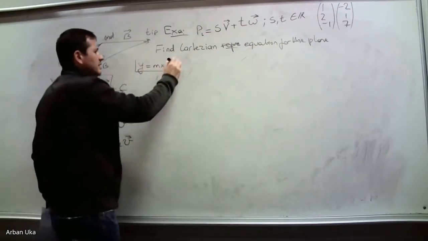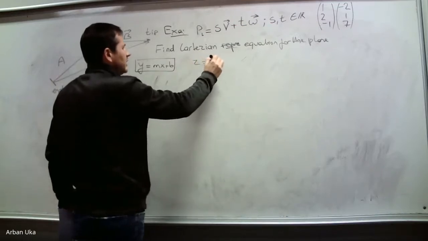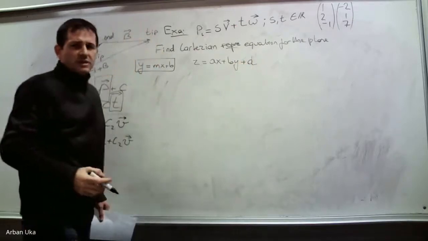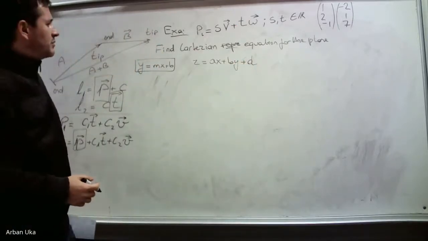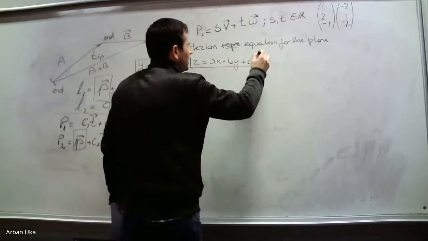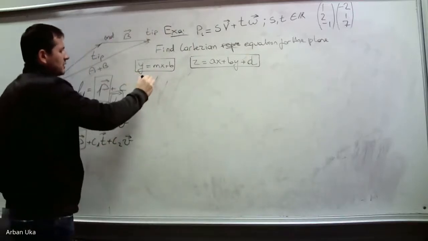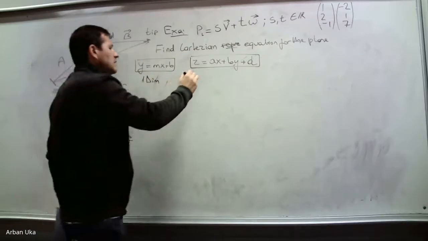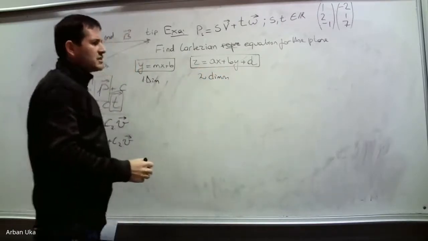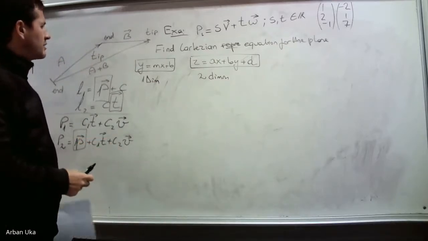So this is a line. A plane could be anything that looks like this: z is equal to ax plus by, plus maybe a constant d. Would you agree? So this would be a plane, and this is a line. So we need two variables here for a one-dimensional set, and here we need three variables for a two-dimensional space, or we can call it a set of points.